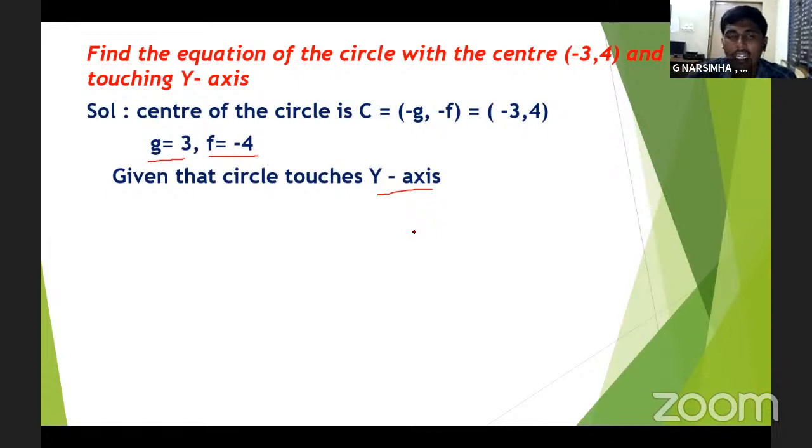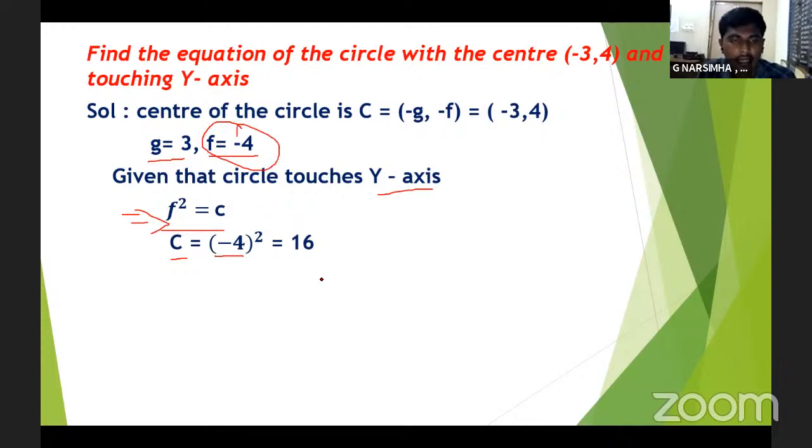When the circle touches the y-axis, as we have already discussed, the condition is f square is equal to c. That means c is equal to f square. Therefore, c is equal to f square, f being minus 4, whole square, which means 16. Therefore, the value of c is 16.